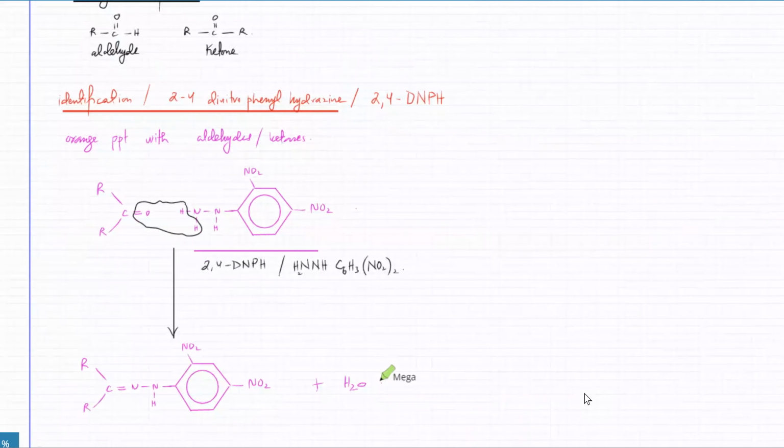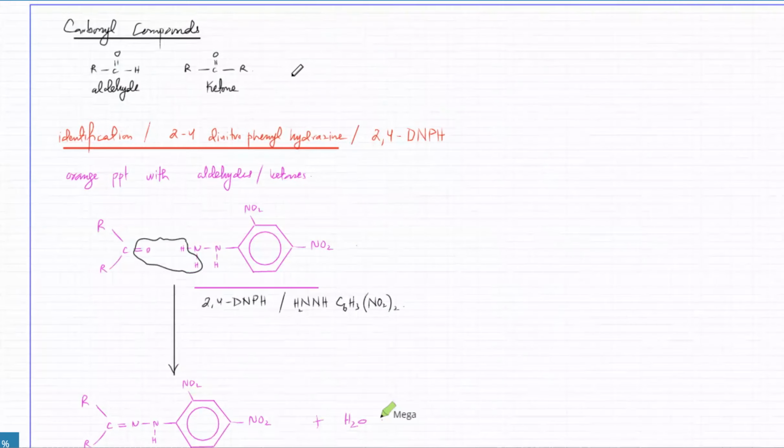They do actually ask, but very rarely do they ask for the equation. Most of the time, it's just what is 2,4-DNPH? It's a test for identifying aldehydes and ketones. What happens when the test happens? You get an orange precipitate with aldehydes and ketones.